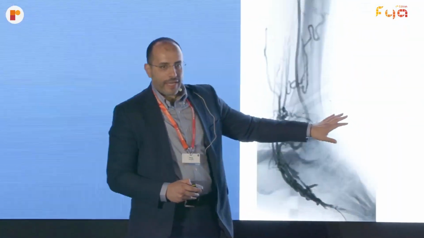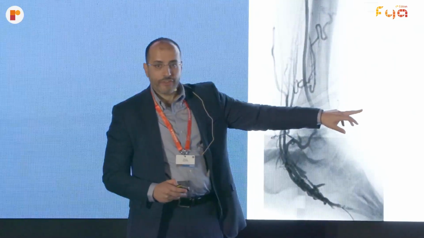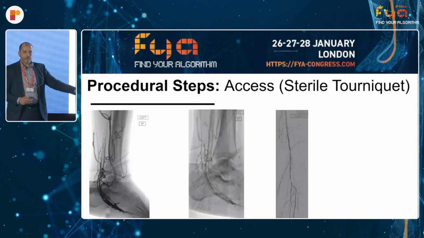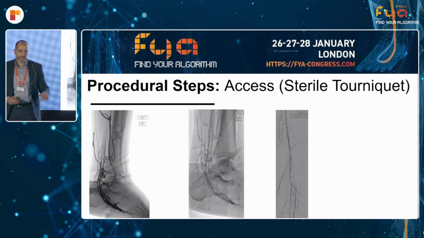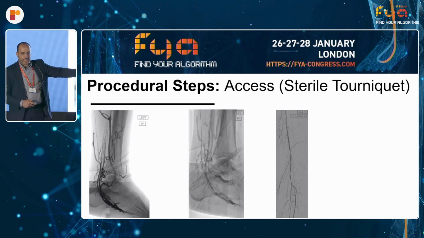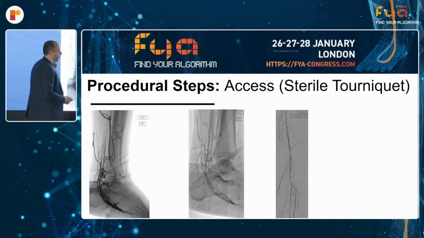Once you're happy with your venous access, you do a run with the cuff inflated, because this gives you the anatomy of the lateral plantar vein, and you can tell which one you're trying to target for your fistula. Then you get the arterial access, as we do day in and day out.